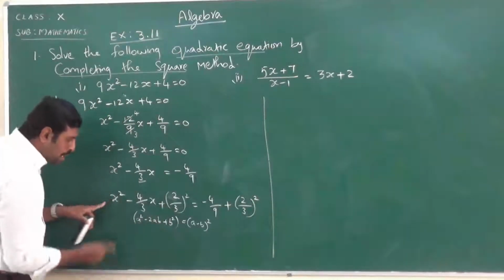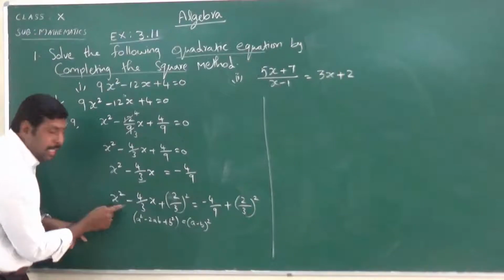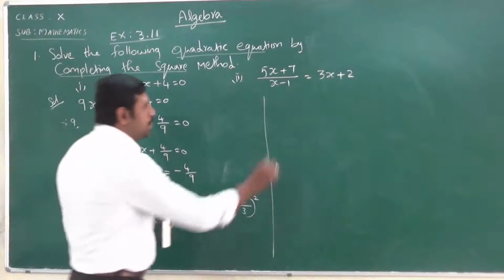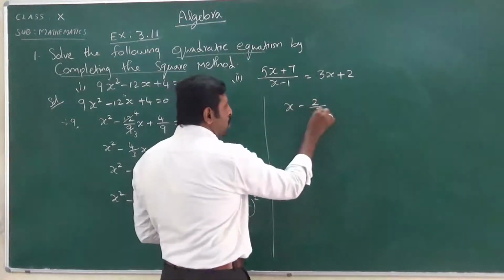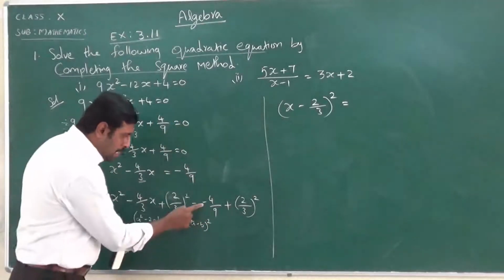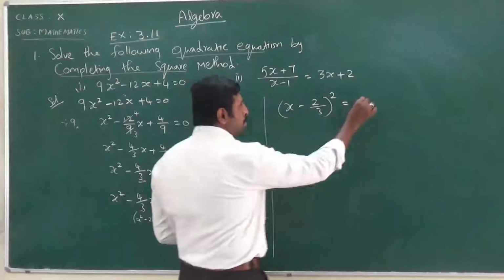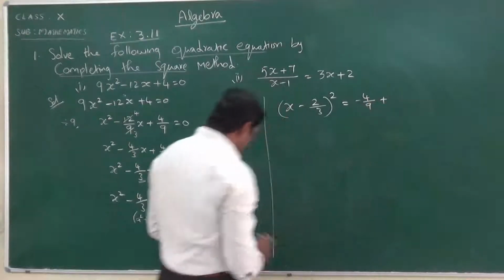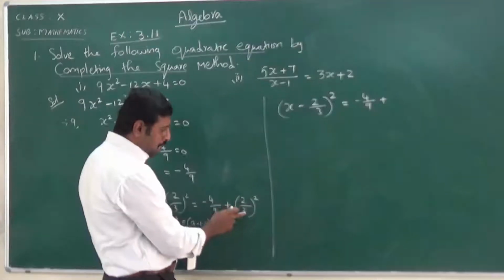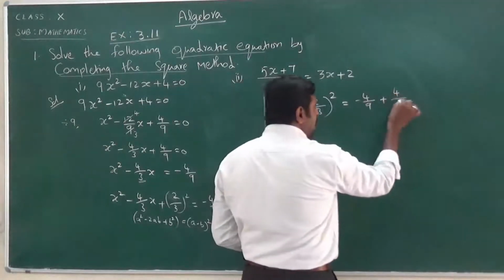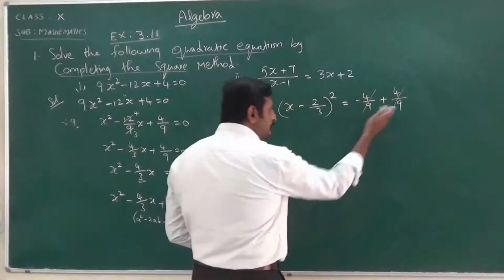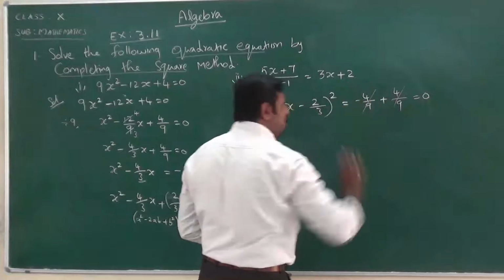If you want to convert this, in the place of a is x, in the place of b is 2 by 3. Now, a minus b means x minus 2 by 3 whole square is equal to, in RHS here we have minus 4 by 9 plus, if you square this term we get 4 by 9 also, right? 2 square is 4 and 3 square is 9, then we get plus 4 by 9 and then minus 4 by 9 plus 4 by 9 both are cancelled, so we get 0. This term is equal to 0.